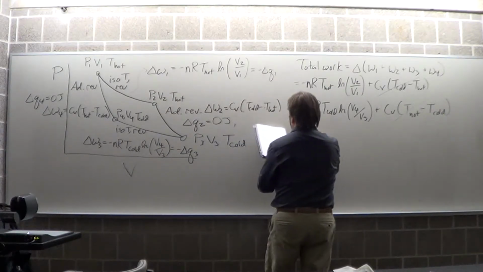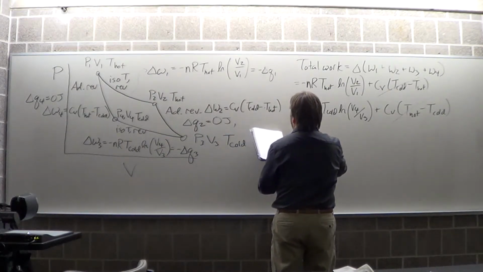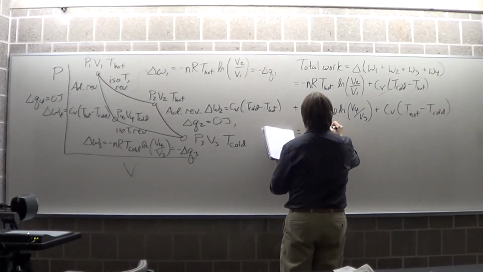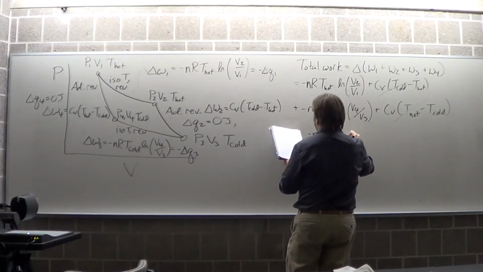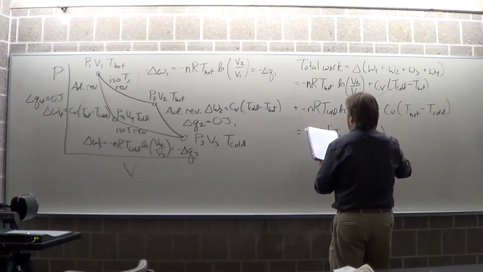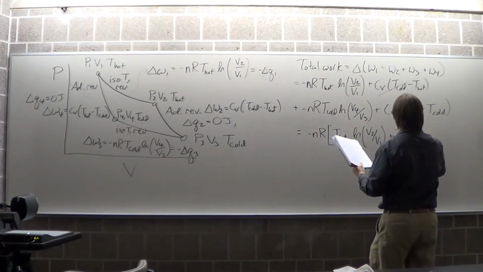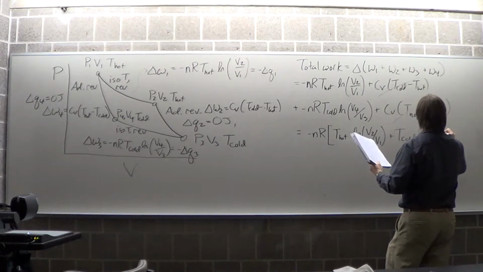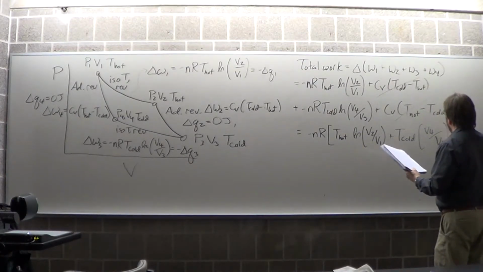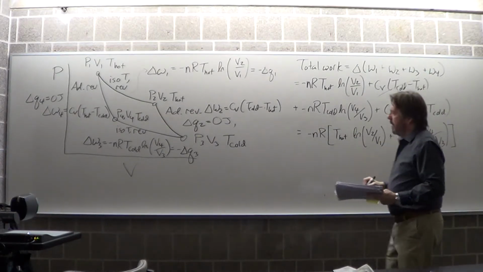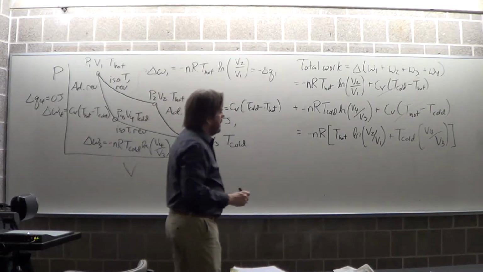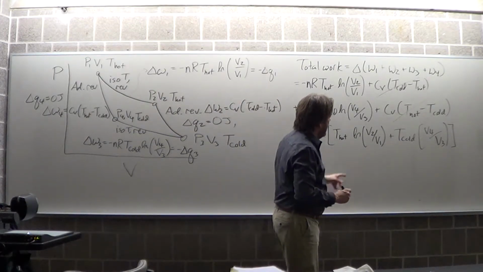So I am left with this, and this is unfortunately the part where you get a little cross-eyed. I can obviously factor out an nR. And I've got the hot temperature ln V2 over V1, and then I'm going to add in the cold one, V4 over V3. Oh, and I can see I don't have room to finish this, but I'm going to try.